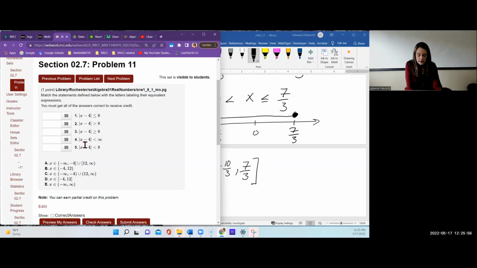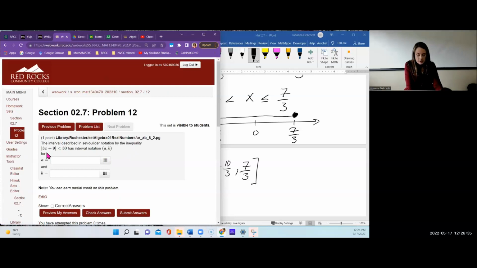What about this one right here? Let's take a look at number 4. This says the distance of x minus 4 from 0 on the number line is less than infinity. Well, infinity is larger than any finite number, and a distance is a finite number. So it seems to me like anything would work for that. So I think for that one, it must be answer E. This has to be from negative infinity to infinity. I'll leave you to solve the other ones, but that's how you would solve that particular one.